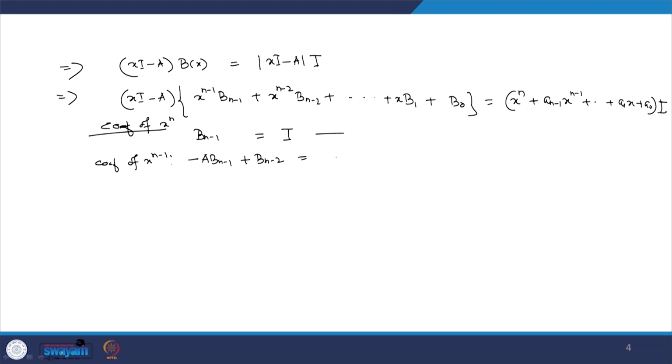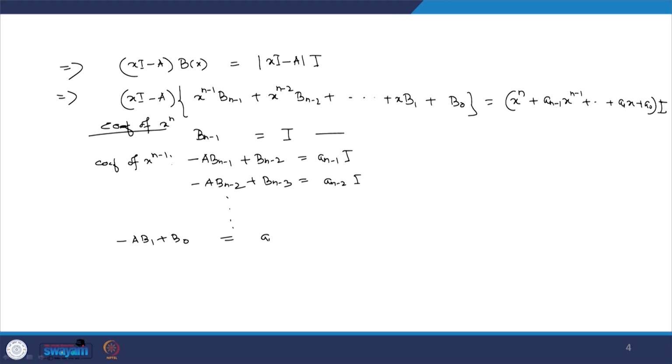So, this is equal to a n minus 1 into I. Then similarly, coefficient of x to the n minus 2, I will have minus a b n minus 2 plus b n minus 3 equal to a n minus 2 into again I. If I keep on doing like this, coefficient of x will be minus a b naught, then minus a b 1 and plus b naught.